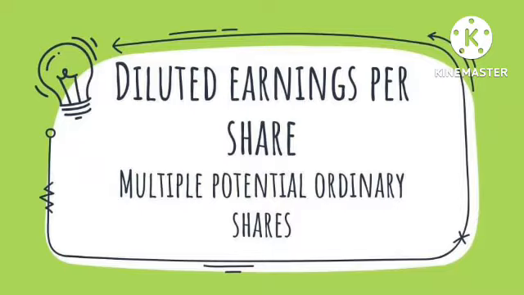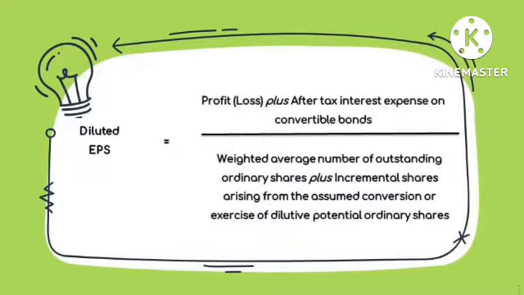We already know that earnings per share is equal to net income divided by total ordinary shares. So, in this chapter, we will be tackling diluted earnings per share, which equals profit or loss plus after-tax interest expense on convertible bonds, divided by the weighted average number of outstanding ordinary shares plus incremental shares arising from the assumed conversion or exercise of dilutive potential ordinary shares.